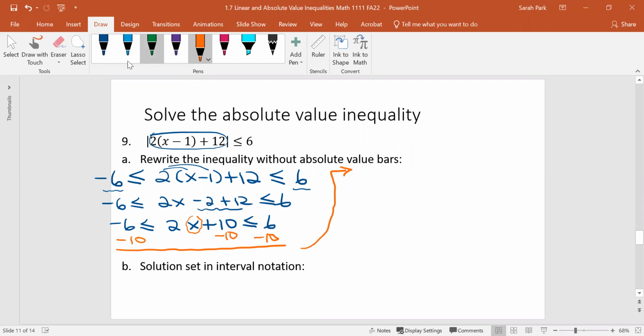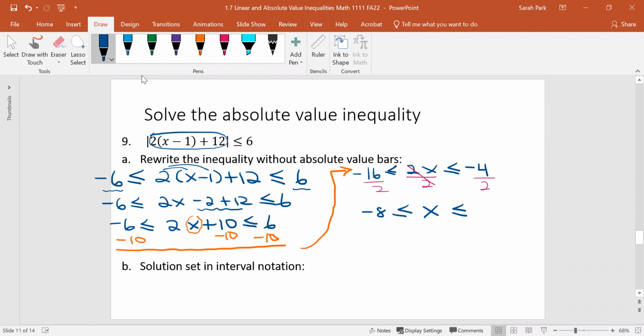I'll carry it over here since I'm running out of space. On the left-hand side, we have -16, then less than or equal to 2x, less than or equal to -4. And finally, we can divide the 2 away, so x is isolated in the middle. On the left-hand side, we have -16 divided by 2, which gives us -8. And x is less than or equal to -4 divided by 2, which is -2.